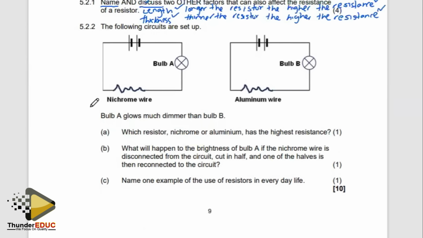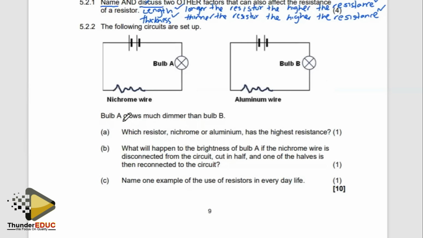Then 5.2.2, the following circuit diagrams are set up. We have 2 cells here. We have one bulb here, one bulb here. Here we have bulb A, we have bulb B. What is the difference here? Is the difference the type of resistor that is given? So here we have nichrome wire. Here we have aluminium wire.